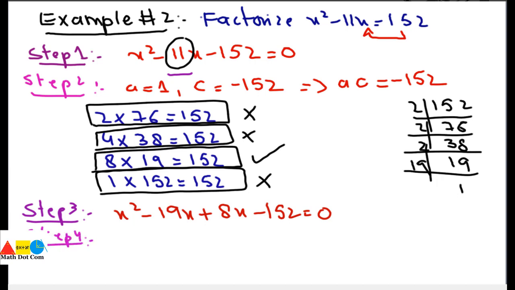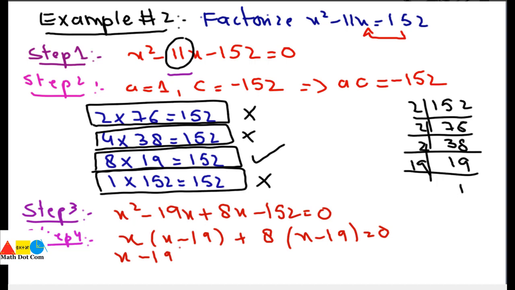Now in step 4, the last step, we have to factor the first two terms and the last two terms. The first two terms can be factored by taking x common, and we get x minus 19. Then we take 8 common, and we get x minus 19, equals 0. Now we factor out the common x minus 19, and it becomes x minus 19 times x plus 8 equals 0.